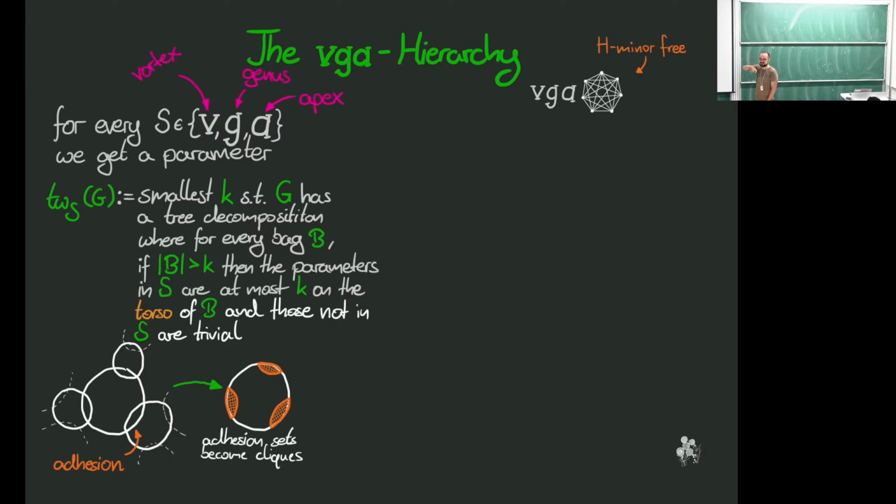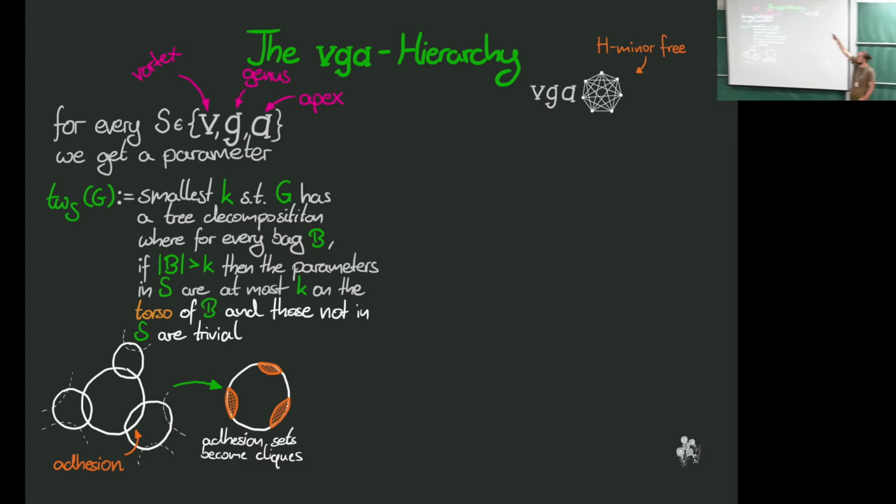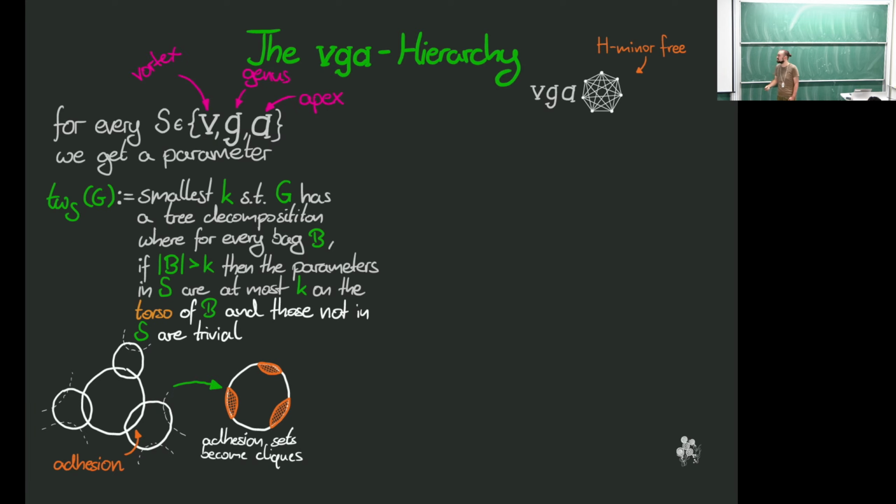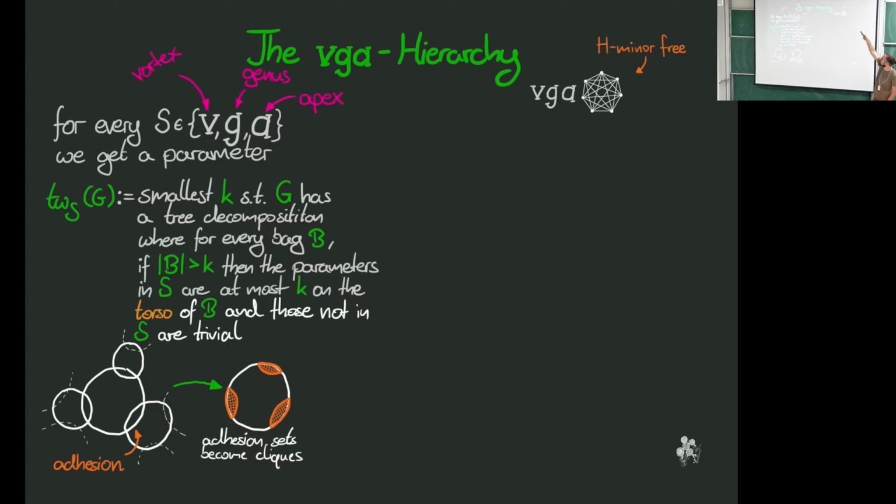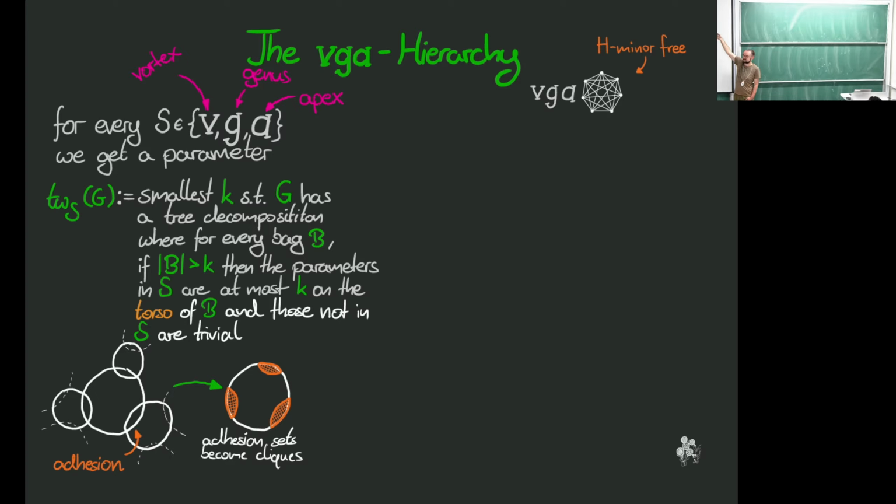We have some examples of this parameter. For example, if I take V, G, and A, so S is the full set, then I just get the class of all minor-free graphs. And this parameter, tree-width VGA, is parametrically equivalent to just the exclusion of some clique minor. Similarly, as we have seen, if I just take the grid with a single crossing in the middle, I get a parametric obstruction, so these two things are again somehow the same.